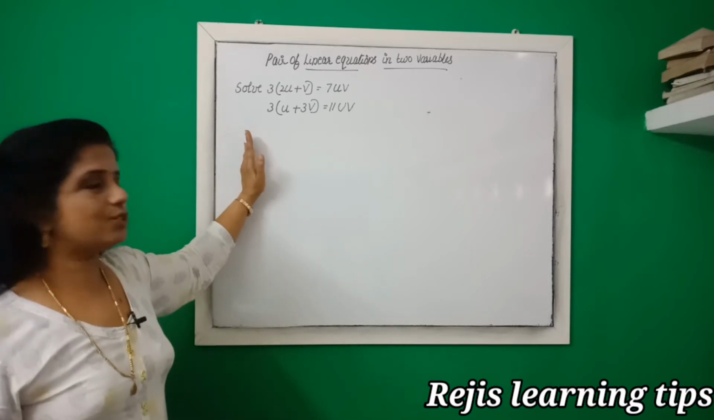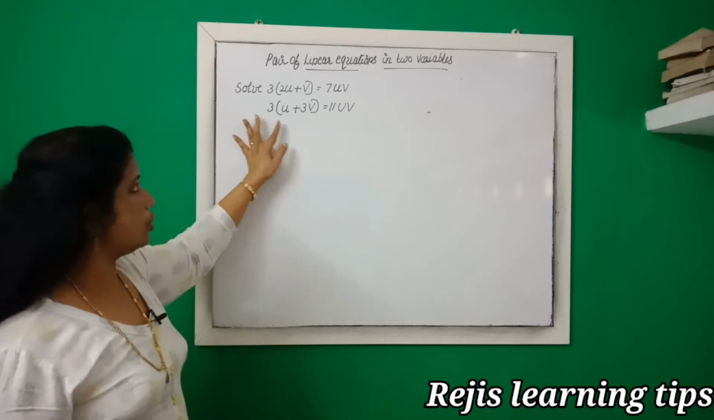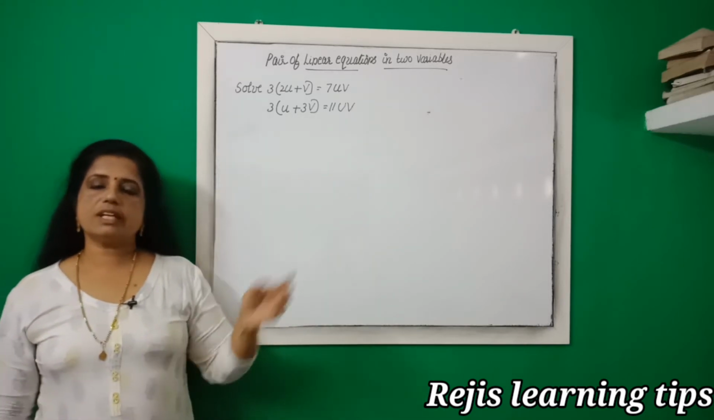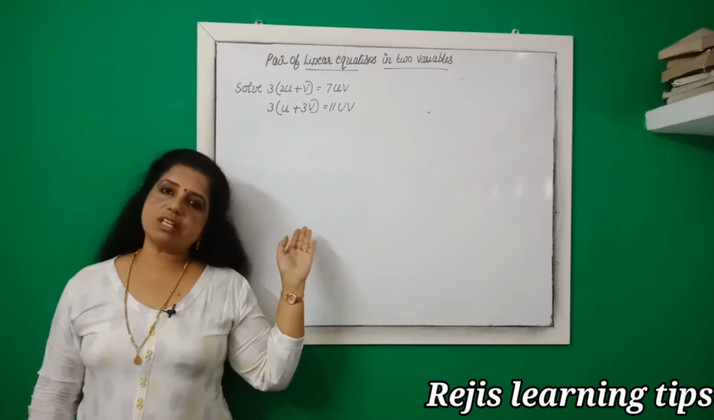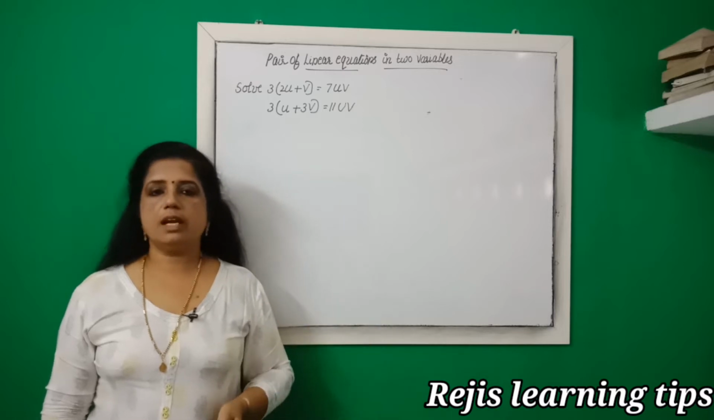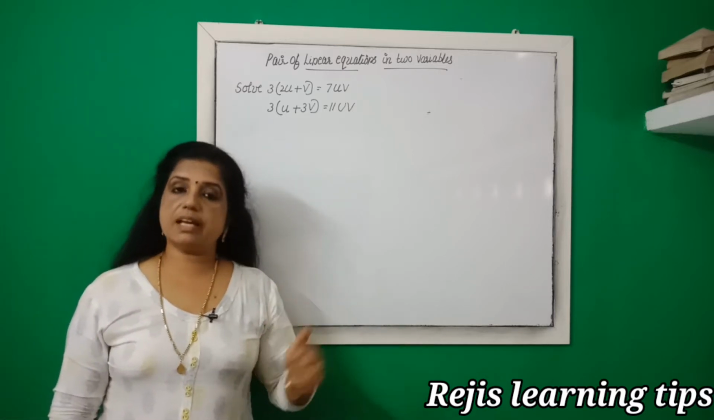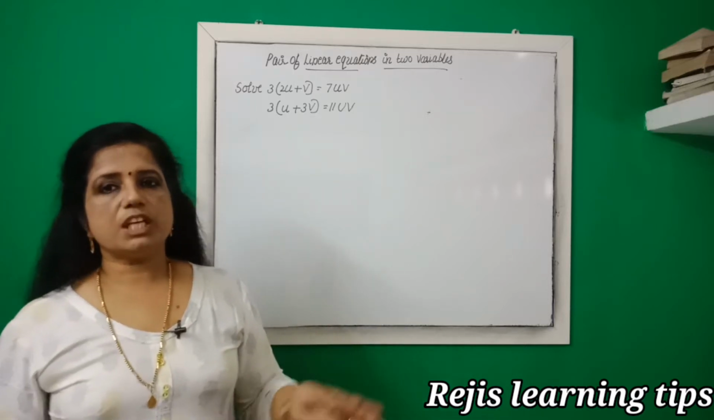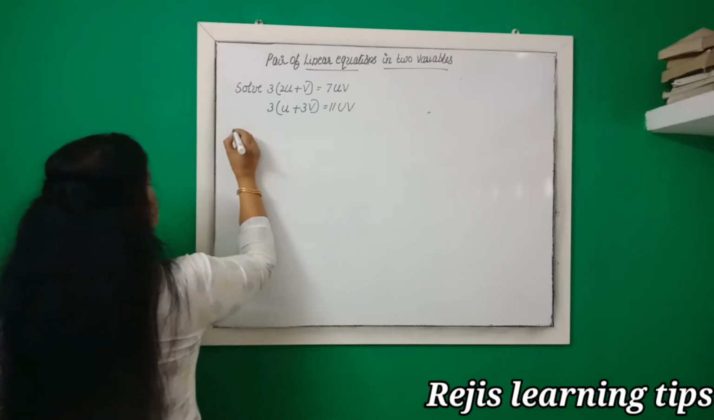Solve 3(2u + v) = 7uv and 3(u + 3v) = 11uv. This is a very important question. These given equations are not linear in the variables u and v, but can be reduced to linear equations by giving appropriate substitutions.